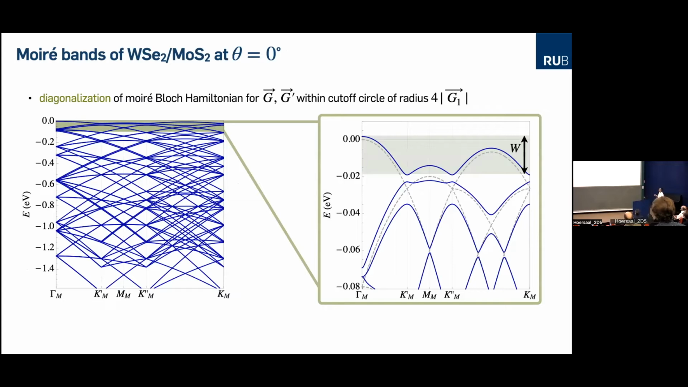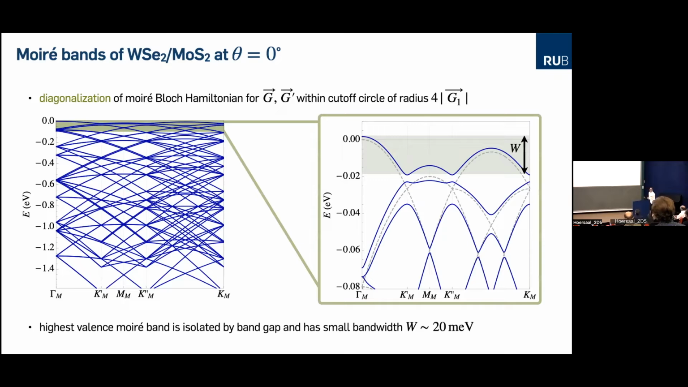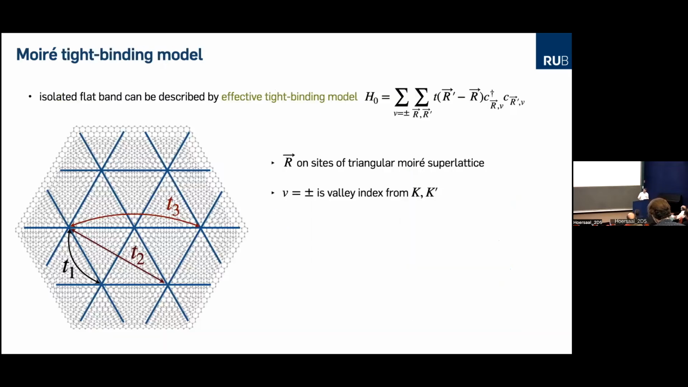What you basically see is that at the top of the valence band, you obtain an isolated single band that is separated by a band gap from all the other bands. And it features a very narrow bandwidth, which in that particular case is 20 millielectron volt. Of course, because of the tuning freedom we have, we can still play around with the width of this band, and also by considering a couple of other modifications, for example, in terms of changing the Moiré potential. So that's already very nice. So we have a fairly flat band, which is isolated from all the others.